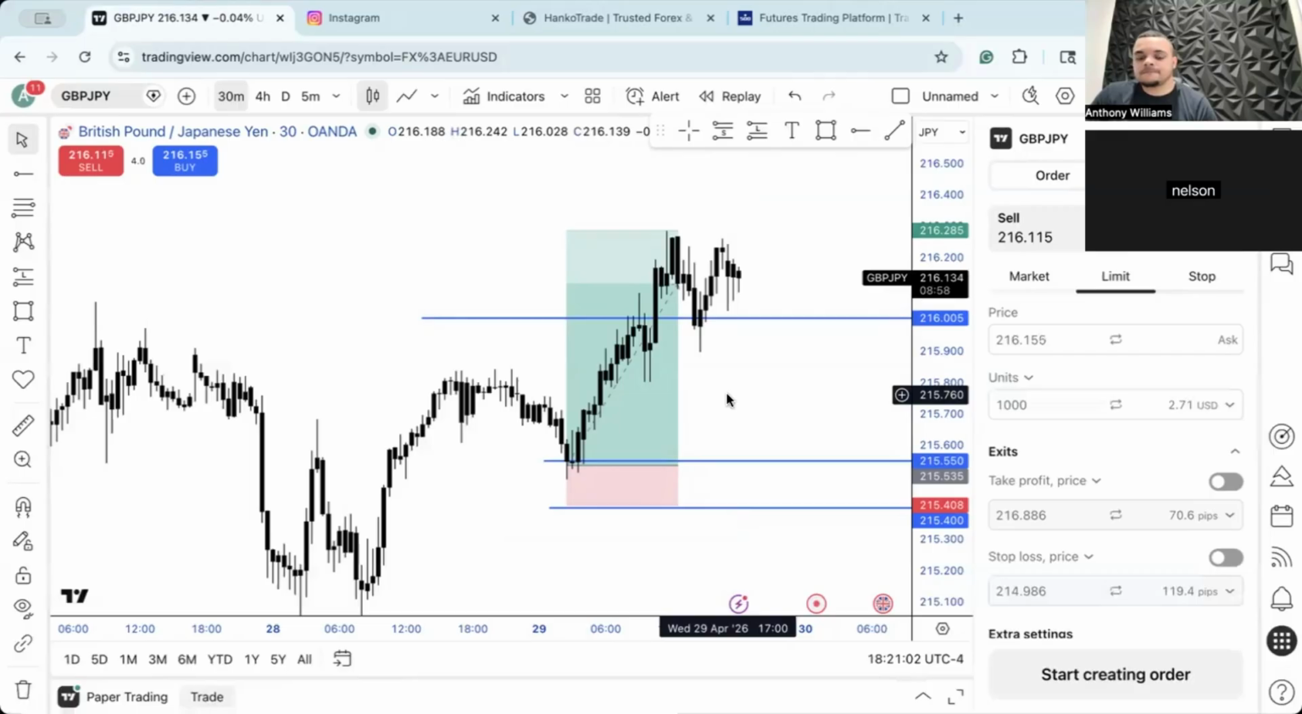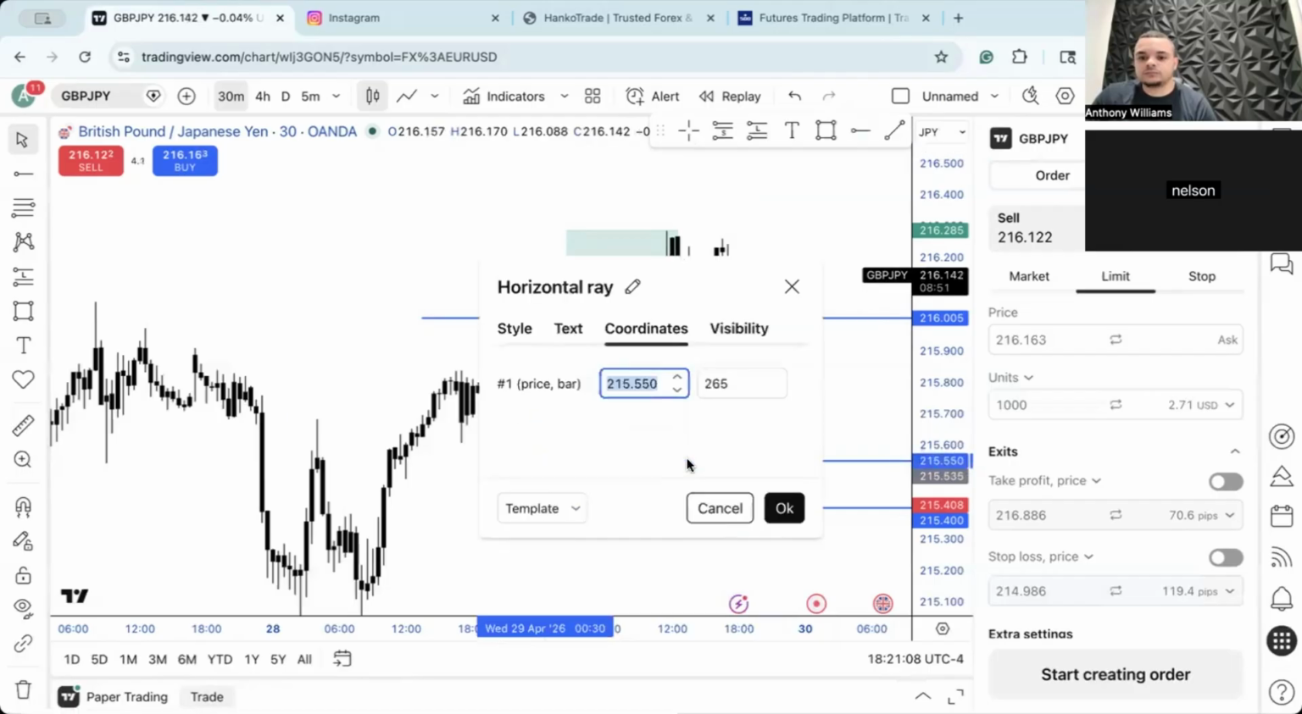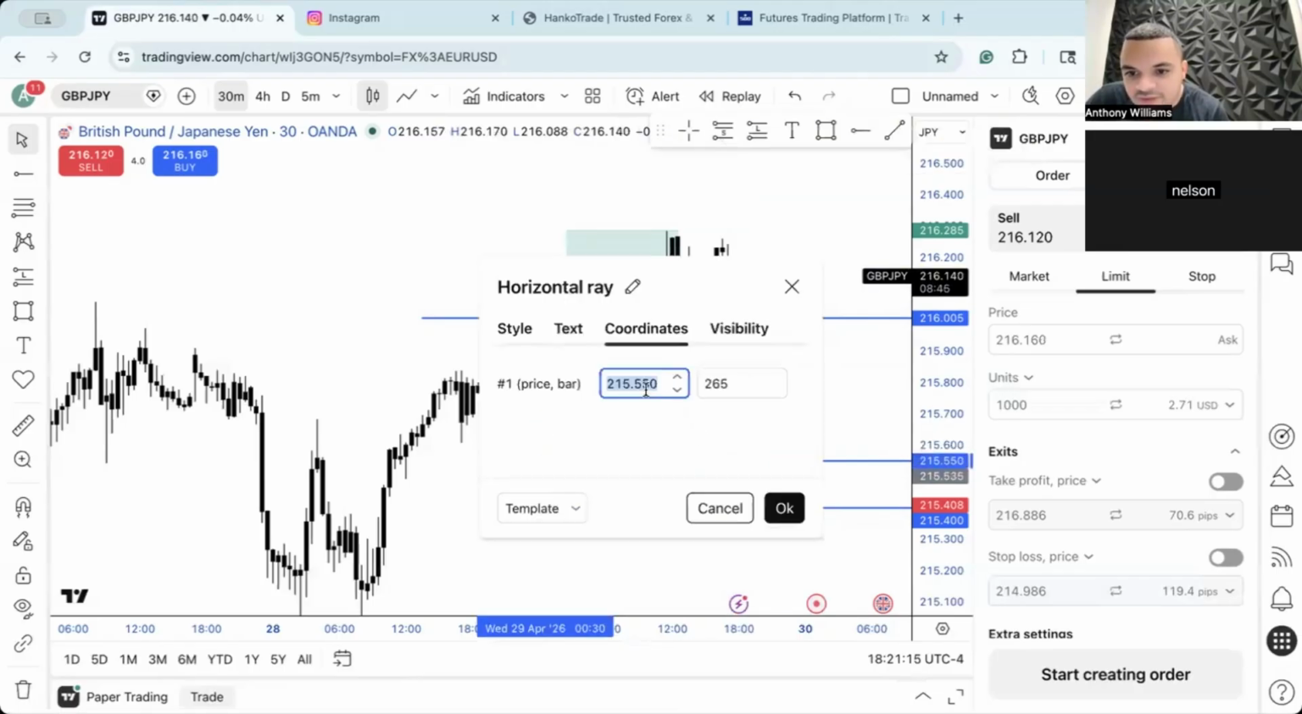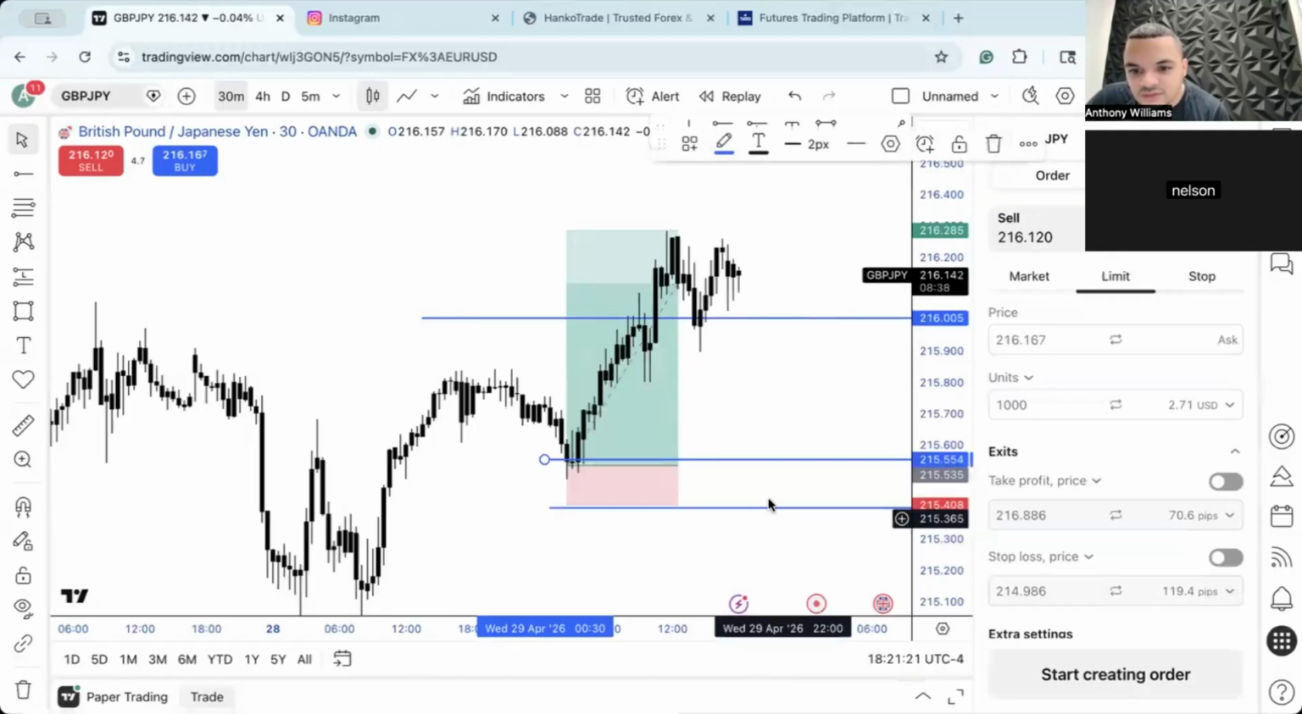This on 215.554, you would call that a support, right? This right here, 215.554. So 550, 1, 2, 3, like that. Yeah, 250, yeah. Let's see where that lands.